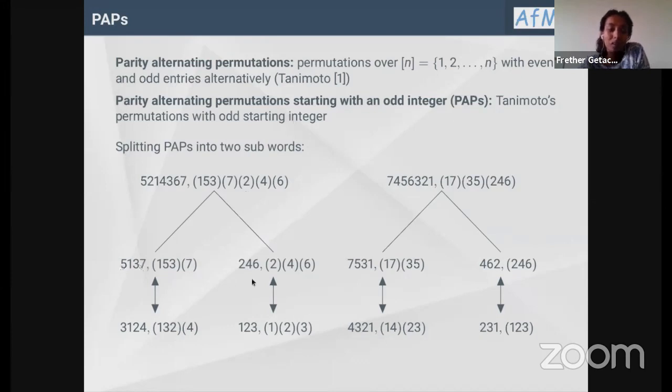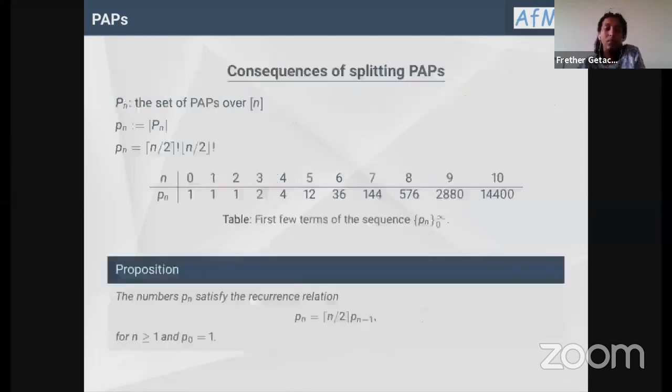These separated subwords can be related bijectively with, for example, 5, 1, 3 corresponding to 3, 1, 2, which is a permutation over 4, and 2, 4, 6 corresponding to 1, 2, 3, which is a permutation over 3. And similarly, we have this one. With this method, we started finding our results, and I'm going to present here the consequences of this method, the splitting of PABs.